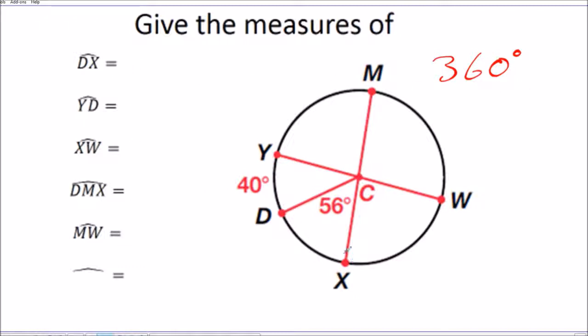So from D to X, okay, they gave that to us. That's 56. That one was easy. Y to D, they gave that one to us. That was easy, 40 degrees. X, W. So that's over here, X, W.